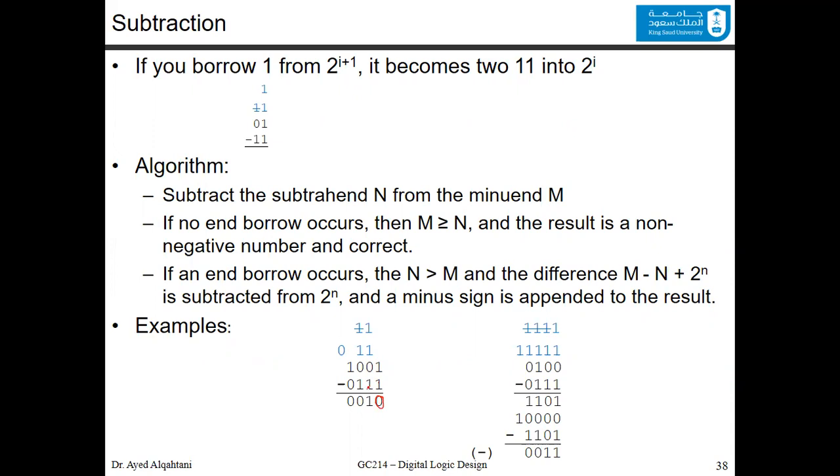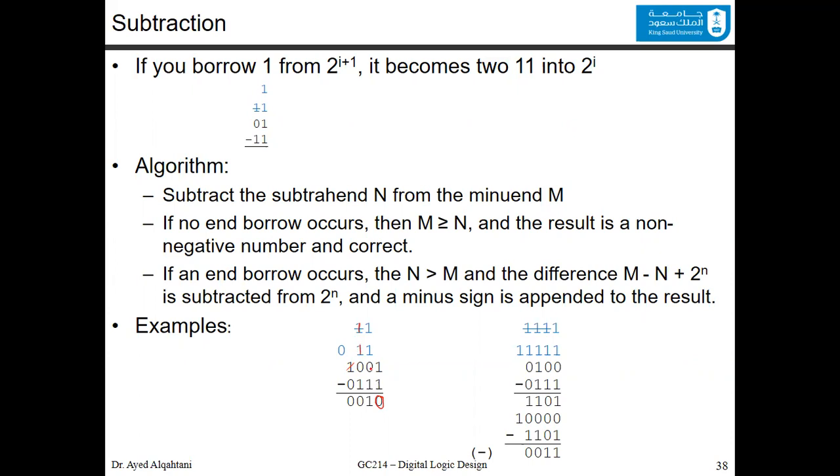Oh, we need to borrow. To borrow, what to do? You cannot borrow from here because it's 0. You can borrow from this one. So what you do is, okay, you will borrow from this one. You will cross it, and it will become 1 and 1. That's what we said here. If you cross, you will add 1, 1. So you cross this one, and it becomes 1, 1.